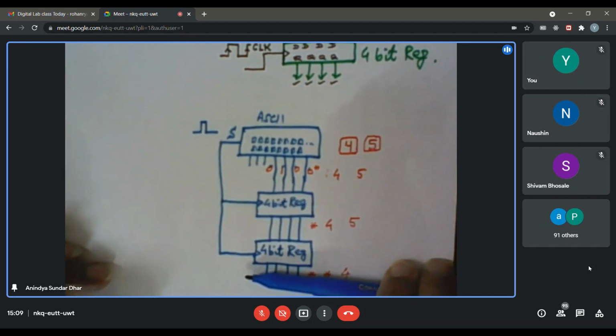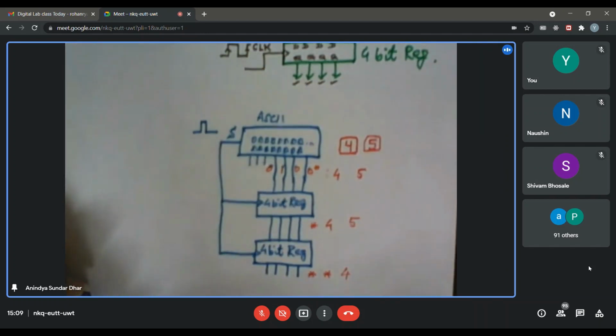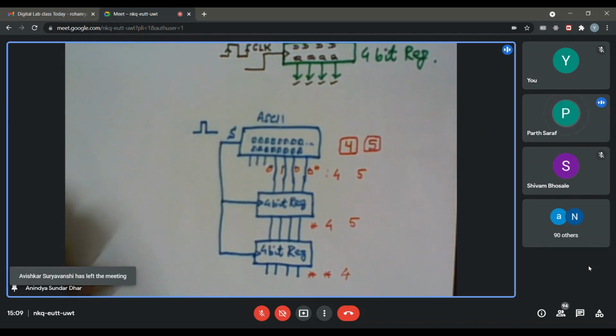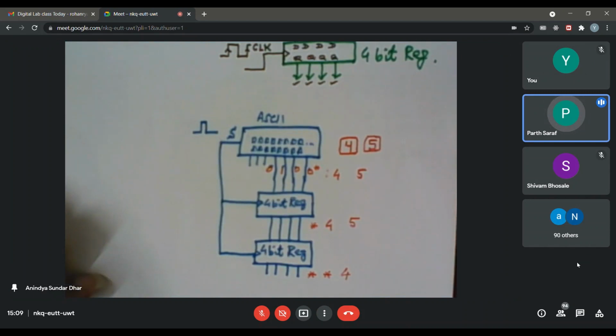So once again, whether that operation is clear or you still have a doubt, I should explain a little more. Sir? Yes. So what would happen if the lowest 4-bit register doesn't have any strobe signal? Like if we don't attach it.